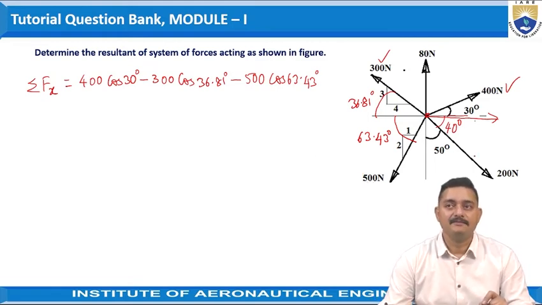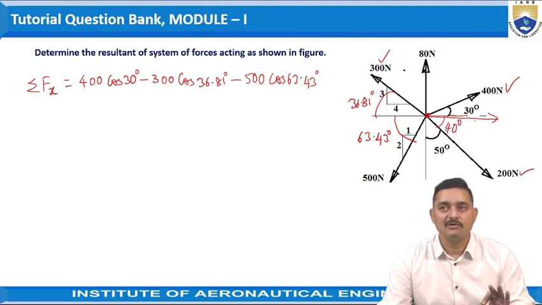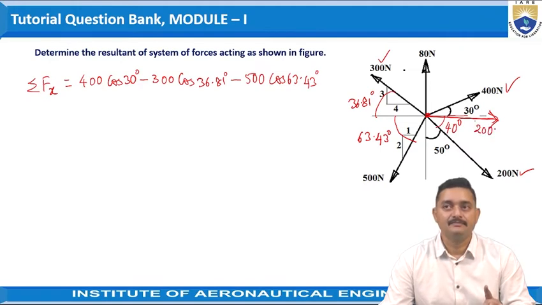Now coming to the final thing, that is the 200 Newton force. For this 200 Newton force, the horizontal component would be acting in the right hand side direction, that is the positive axis direction. So we can take it as 200 and the inclination is 40, so that is cos 40. That would be a positive force. So plus 200 cos 40.